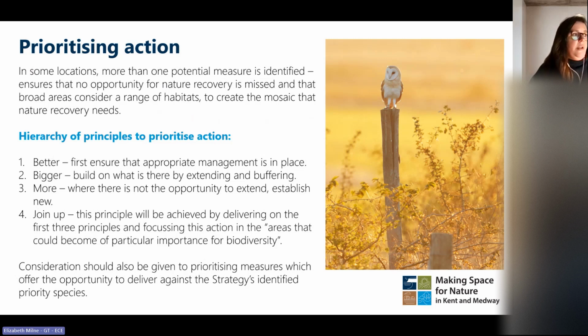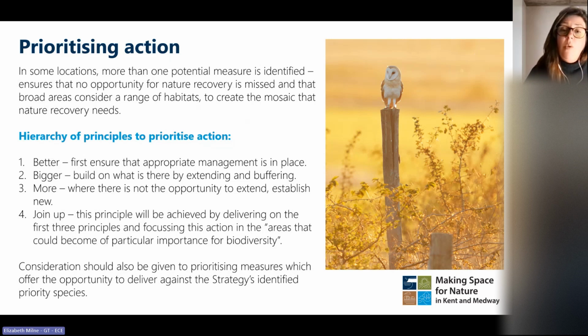In some locations, we do find that there has been more than one measure identified, and we decided to retain the overlap of measures because that ensures that no opportunity for nature recovery is missed, but also recognises that where you might be looking at a really broad area of the county, you consider a range of habitats, and create the mosaic that we know nature recovery needs in terms of habitat types. You know, we don't just want one habitat type, we need that mosaic. And where you might be doing a landscape scale recovery, it's really important to think of the mosaic that is required.